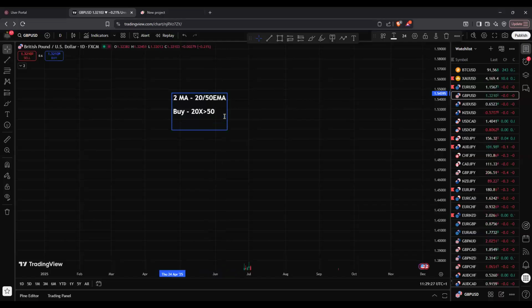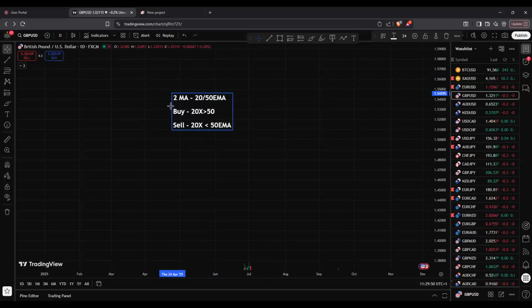And then the sell would be, well, you can say it's either the 20 crosses below or the 50 crosses above. So we're just going to keep it consistent and say when the 20 crosses below this time. I don't know if you understand what I just wrote here, but it's quite straightforward. All of them are EMA.